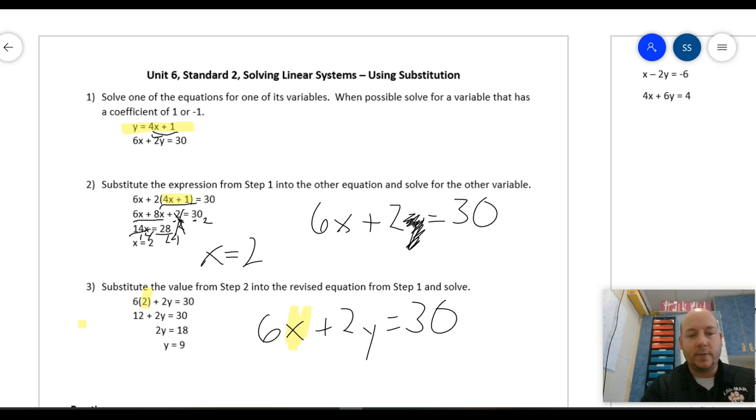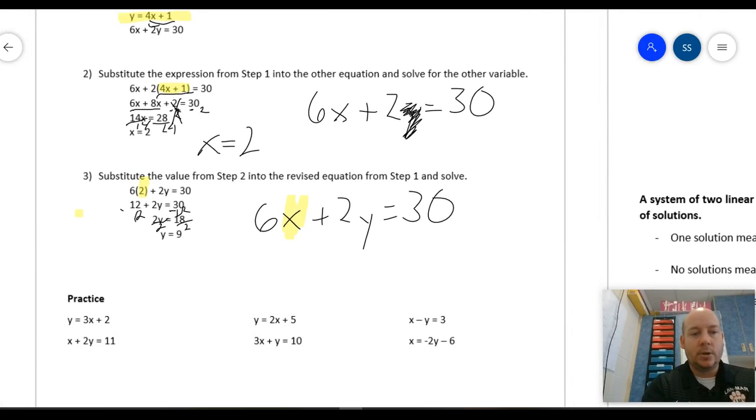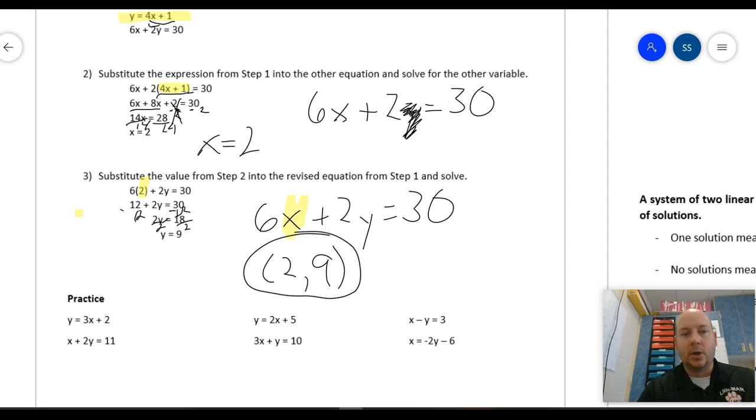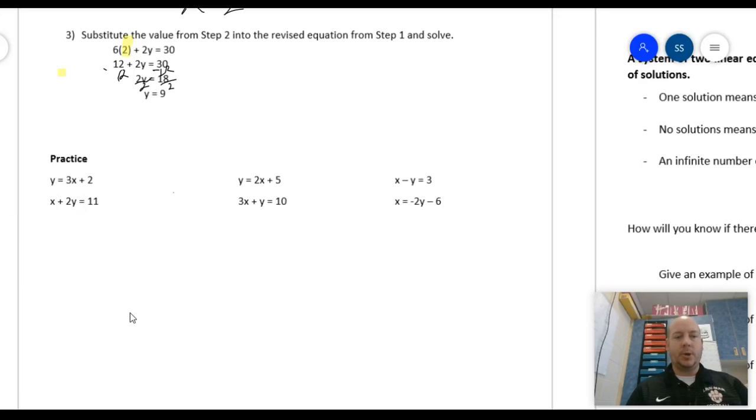6 times 2 is 12. We subtracted the 12 from both sides, and we're down to a 2-step equation here. So 2y is 18, and then divide by 2: y is 9. So our solution, again, a solution is a coordinate pair, so our x value is 2, and our y value is, we just solved, 9. That would be my answer. So rather than graphing them and seeing where those two lines intersect, we're going to solve for one of the variables and then substitute.